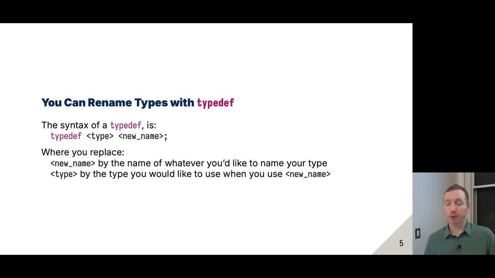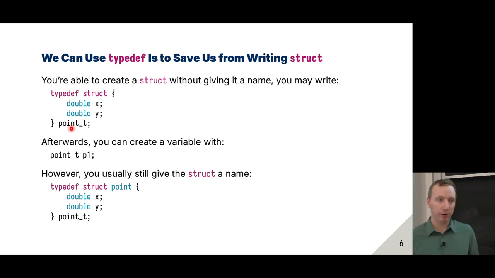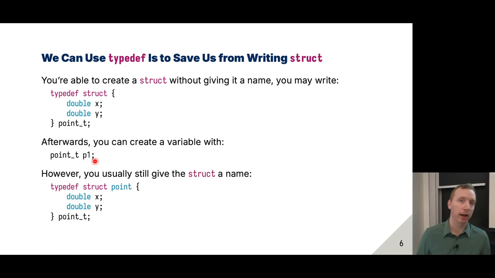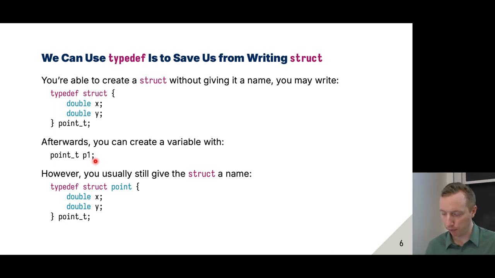So I can use this with a struct to make it arguably more readable. So we can create a struct without a name. So I could do something like typedef struct and then not give it a name, do the curly brackets, give it an x, which is a double, and a y, which is a double, and then I name that unnamed struct point_t. So that is going to be my name for a type that's supposed to represent a point. So afterwards, I can create a variable with just point_t p1, and then I can access it like I could before. I could do p1.x, p1.y, so on and so forth.